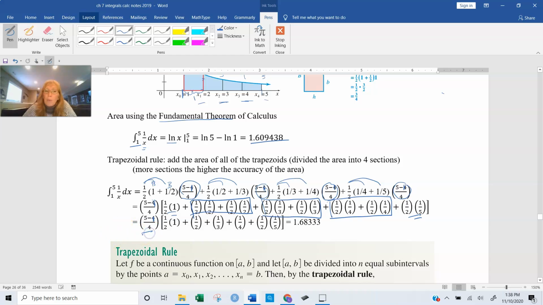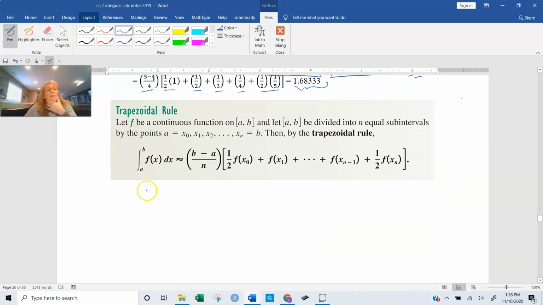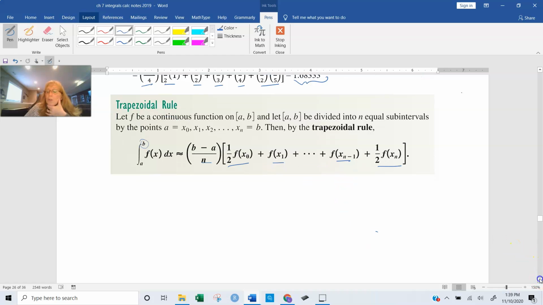It's the width of your trapezoids, half the first term, then the second term, third term, fourth term, all the way up until you have half the last term. Add those up, and we get 1.68. So it's a little above where we wanted to be, but not bad. All right, so the trapezoidal rule written out. I'm taking the integral of f of x, so it's b minus a, my top minus my bottom, divided by how many trapezoids I want. 1/2 the first term, 1/2 the last term, and we add all the in-between terms up. And that's called the trapezoidal rule.